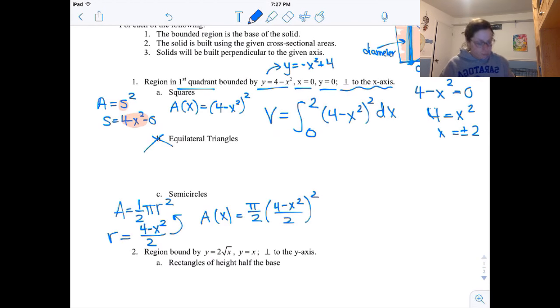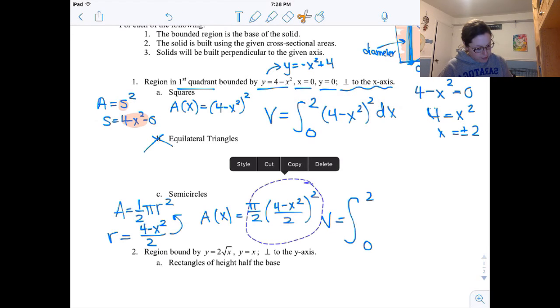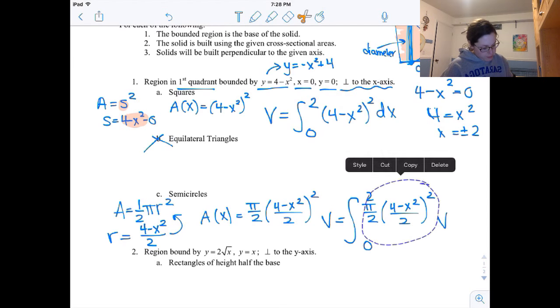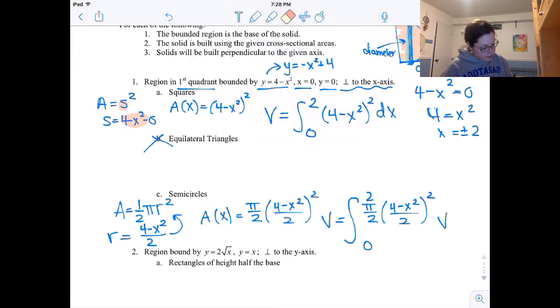Now I want volume, so I'm going to accumulate the area. The volume is the integral from 0 to 2 of this thing, which I'm going to be extra lazy and just copy and paste, and that's going to be dx. So this would be my final volume.